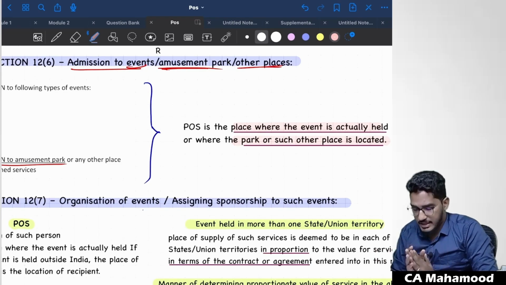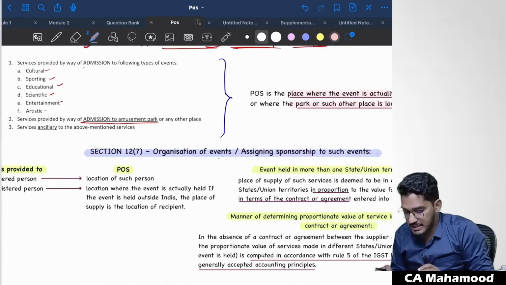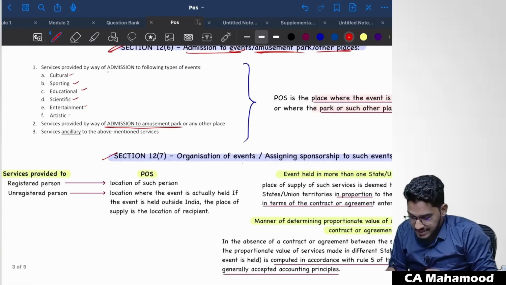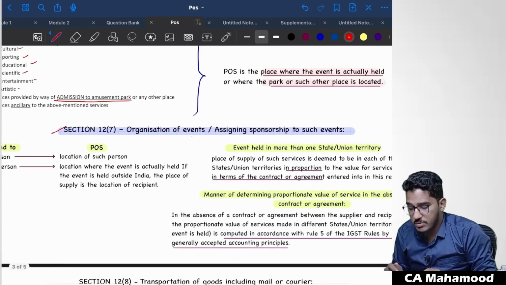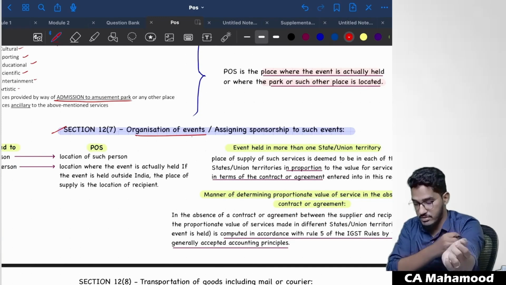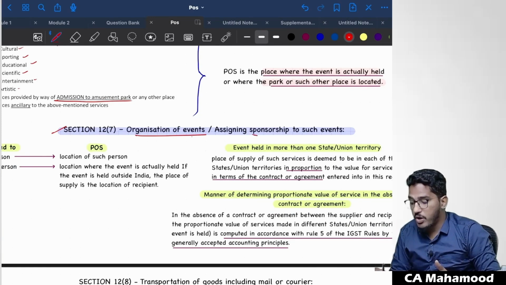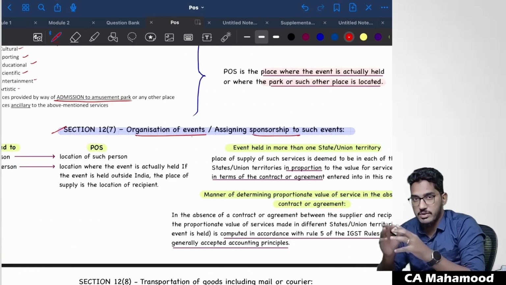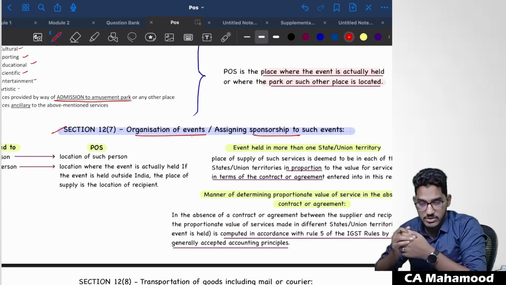Able to understand? Clear and comfortable? Now let us talk about 12 subsection 7. What does 12 subsection 7 talk about? It talks about how to determine the place of supply in case of organization of events, event organizers, or assigning sponsorship to such events. For these kinds of services, how to determine the place of supply?